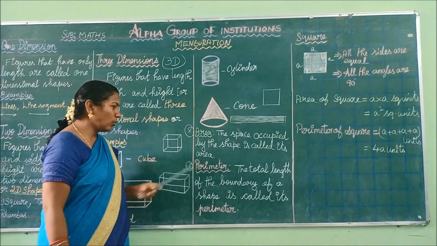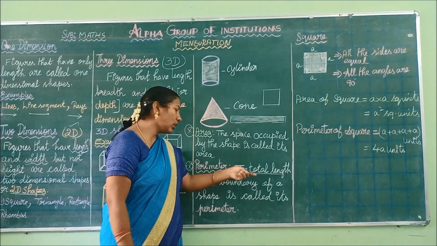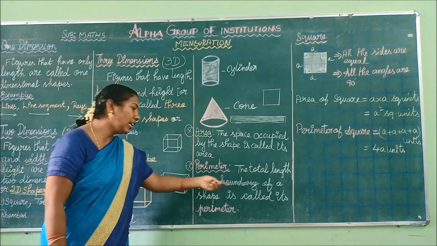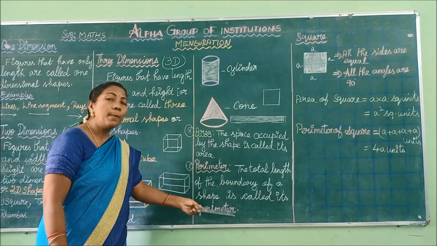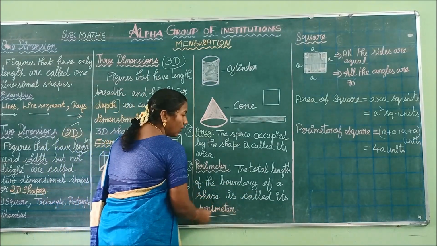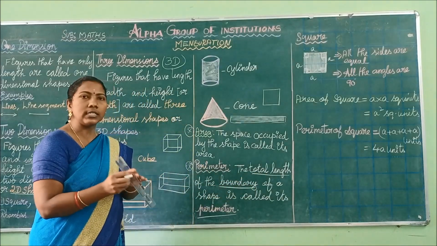Next we are going to see perimeter. What is the perimeter? The total length of the boundary of a shape is called its perimeter. What is the perimeter? Total length of the shape. So see here, this is a scale.